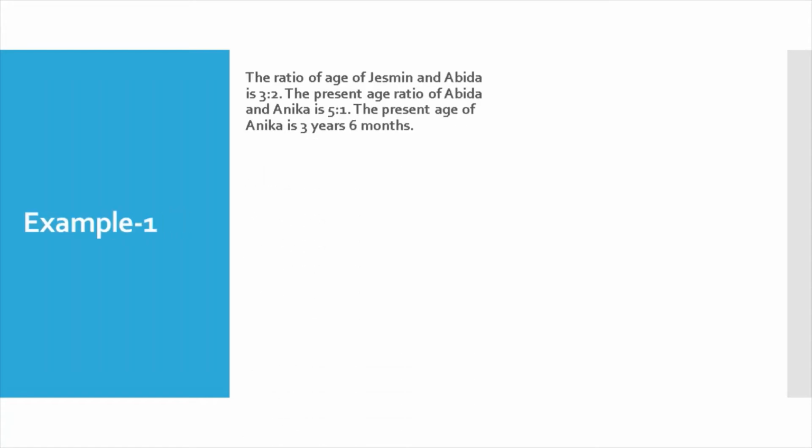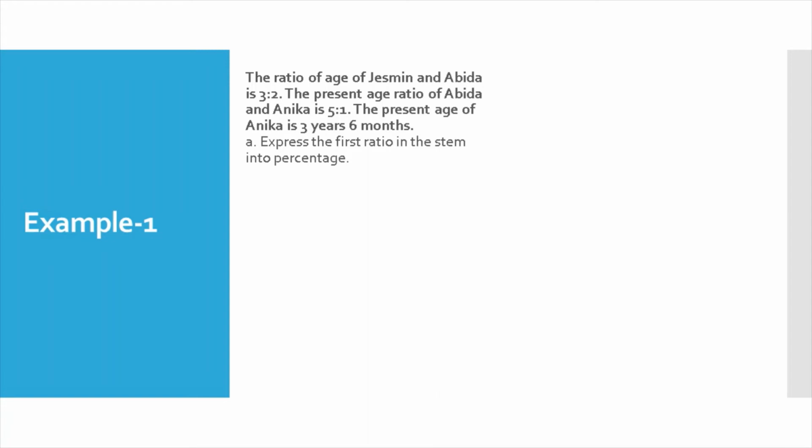My dear students, now example number 1. There is the question stem. The ratio of ages of Jasmine and Abida is 3:2. The present age ratio of Abida and Anika is 5:1. The present age of Anika is 3 years 6 months. That is the given information.